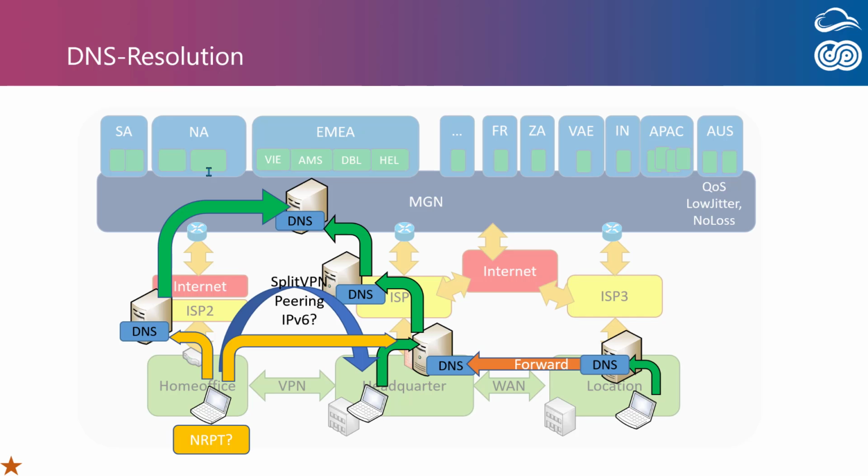Let's talk about the remote user. I have a lot of arrows here, so I'll try to explain. You're a remote user at the home office. You have a VPN established. Your VPN is routing everything to the company network. Which DNS server is asked by your VPN client at home?